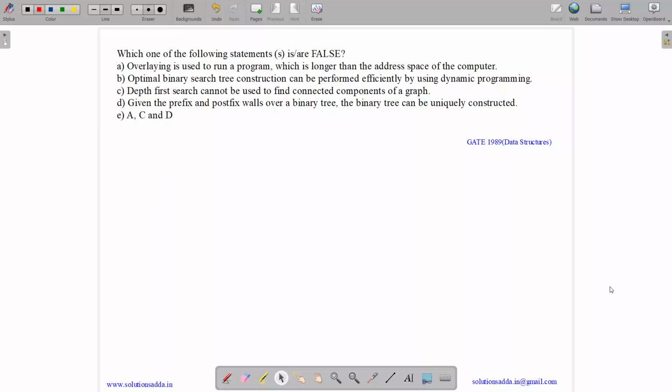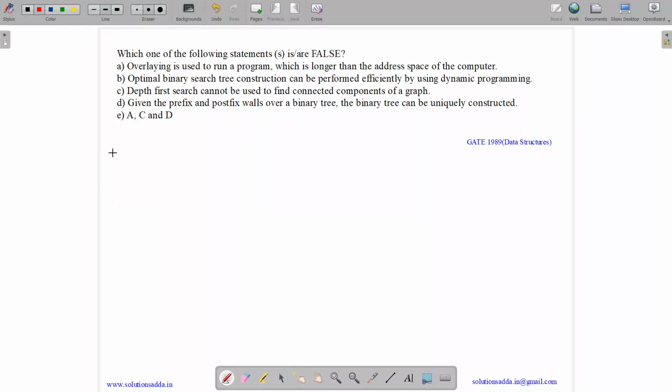This question belongs to data structure subject and was asked in GATE 1989. So the question states which of the following statements are false. Option A, overlaying is used to run a program which is longer than the address space of the computer. Option B, optimal binary search tree construction can be performed efficiently by using dynamic programming. Option C, depth first search cannot be used to find connected components of a graph. Option D, given the prefix and postfix walls of a binary tree, the binary tree can be uniquely constructed.